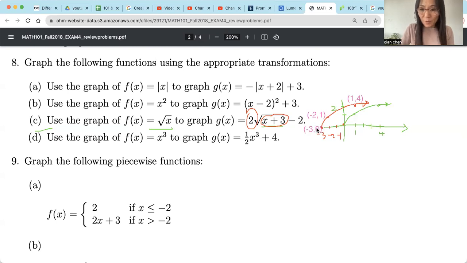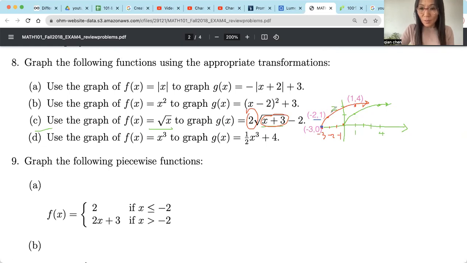Well, 2 times 0 is still 0. So I still have this point. I still have this point, right? I still have this 0, negative 3, 0, because 0 times 2 is still 0. Okay. But then another point is this point. Multiply 1 by 2, that's negative 2, 2.